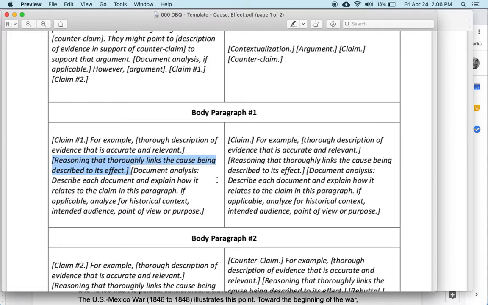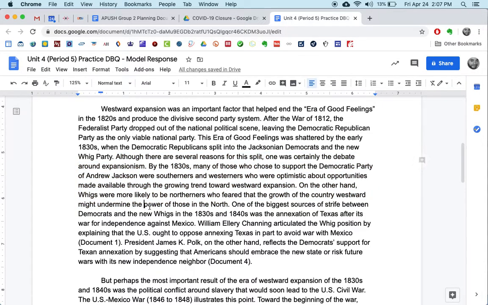Okay, so I've gotten that done, and now documents. If applicable, I will include documents in this paragraph that connect to my claim. Remember, put documents in here if they connect to the claim in some way. Be prepared to describe the document and then explain clearly how it relates to your claim in that paragraph. I use two documents here.